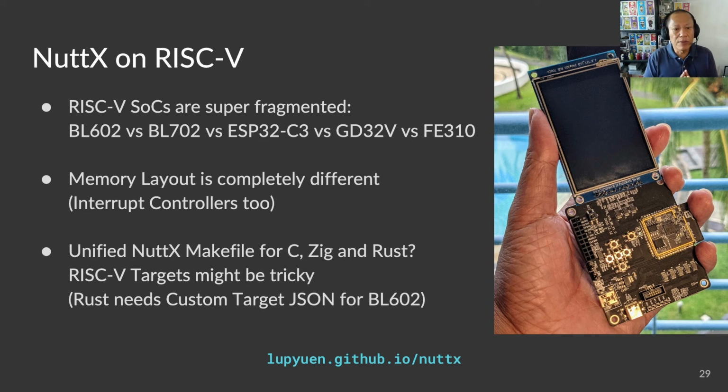I understand that we might be creating a unified makefile for NuttX that will support C, Zig, and Rust. Now this might be challenging for RISC-V. We've seen earlier that RISC-V needs a special target for Zig, but for Rust, we actually need to provide a custom target JSON that will support hardware floating point on RISC-V, like for BL602.